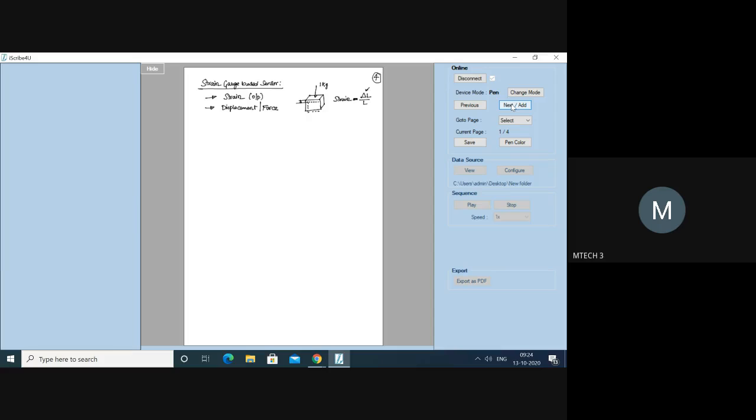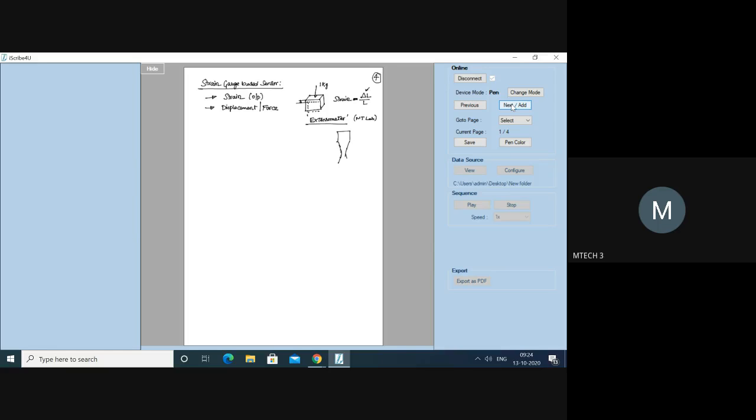But if the change in length is going to be very small, it may not be possible for you to measure it using mechanical devices. What is the mechanical device which is used? If you can remember, there is something called an extensometer. Have you heard of this word? Yes, sir. So maybe you have used this in your material testing laboratory.